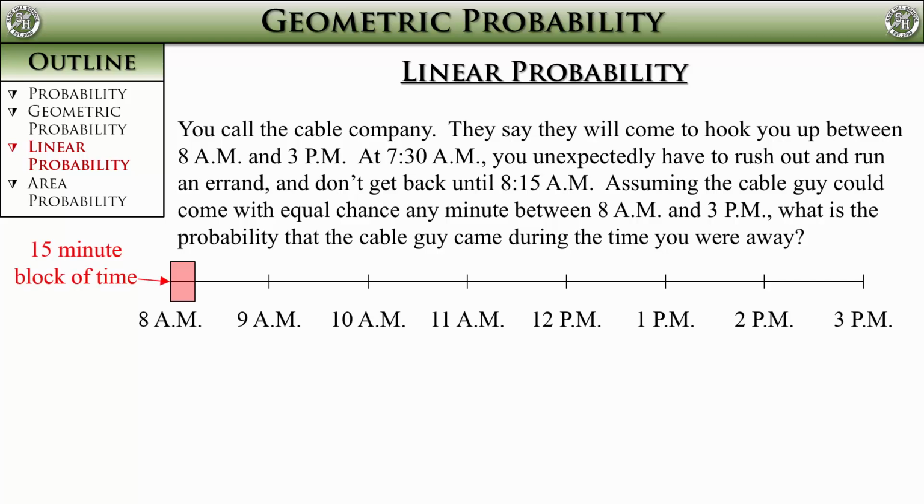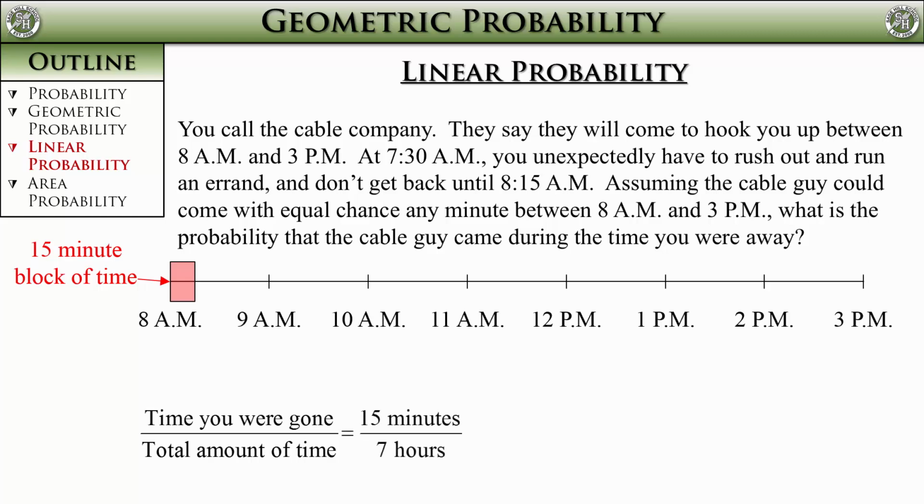We are still just building fractions. So our fraction would look like this. Fill in our numbers, and we have 15 minutes over 7 hours. We want our numbers in the same units, so convert those hours to minutes and it looks much better. Finally, just simplify it down. There is a 1 in 28 chance that you miss the cable guy coming.